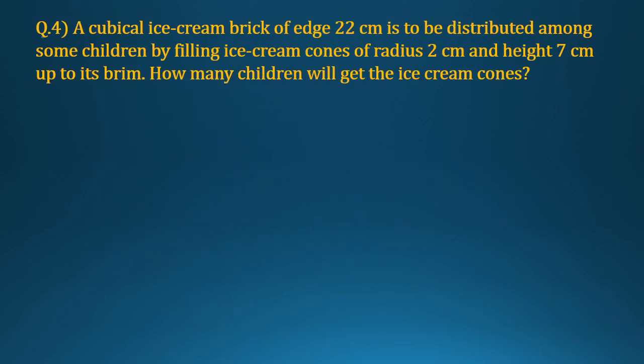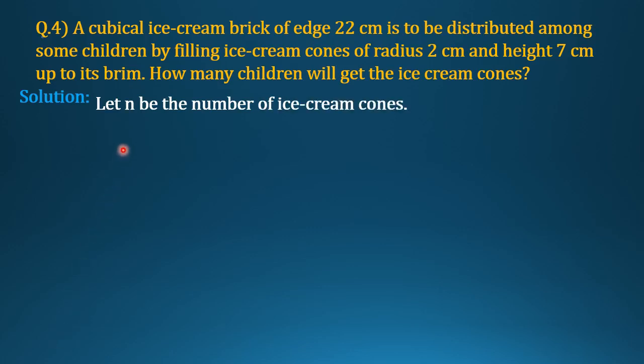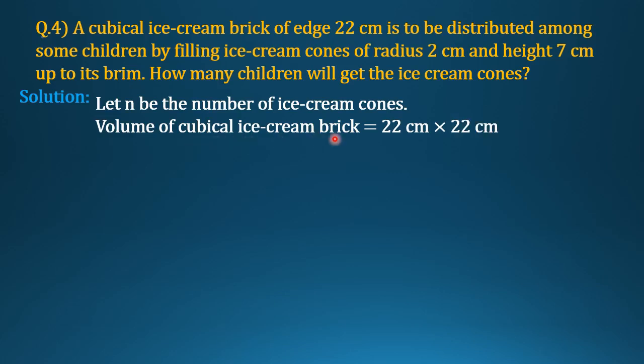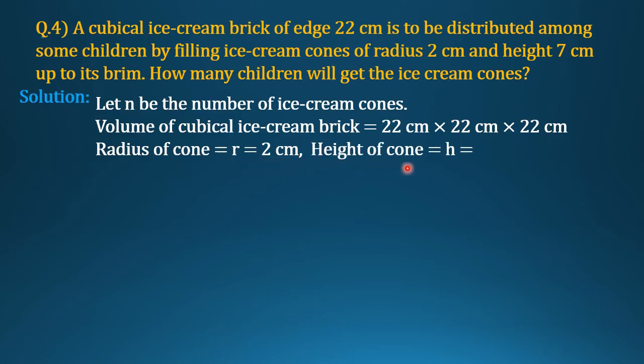A cubical ice cream brick of edge 22 cm is to be distributed among some children by filling ice cream cones of radius 2 cm and height 7 cm up to its brim. How many children will get the ice cream cones? Solution. Let n be the number of ice cream cones. Volume of cubical ice cream brick is equal to 22 cm into 22 cm into 22 cm. Radius of cone is equal to r is equal to 2 cm. Height of cone is equal to h is equal to 7 cm.